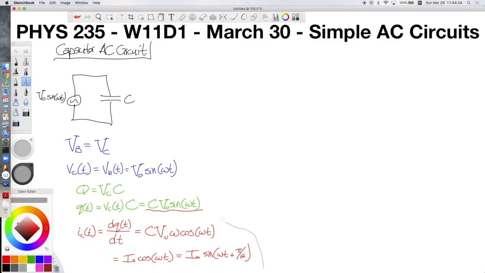So what this means, first I want to define one particular quantity, and that is something called the capacitive reactance.